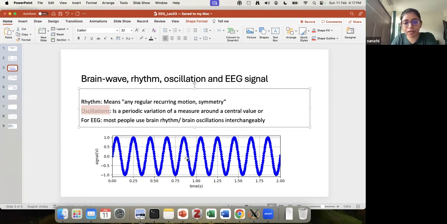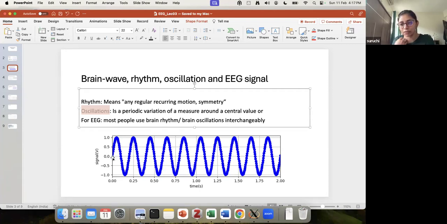Oscillation means there's some value around which it goes up and then it goes down. It goes up and it goes down. Okay, so that's what oscillation means. Normally when people say oscillation or rhythm in the case of EEG, it means pretty much the same thing. They're referring to the fact that it is the nature of the brain. We are not doing anything there. It's just how your brain is, just how your breathing is.